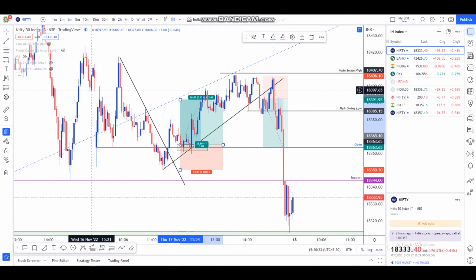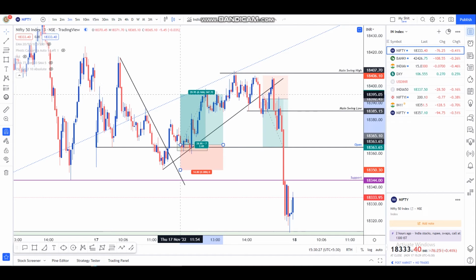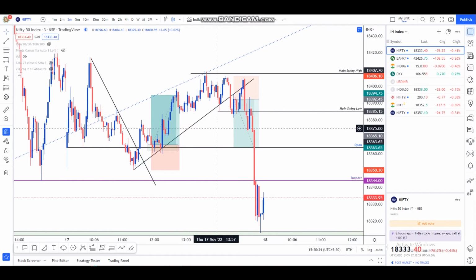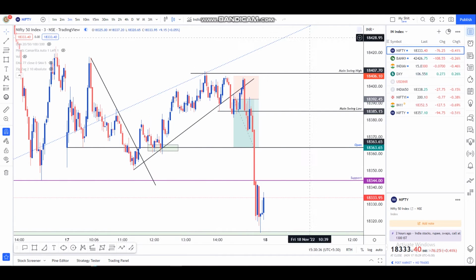So my target would be somewhere around 1:2 minimum. So around that would be my target as well, 1:2. So this would be another trade you could take. But I was busy. I didn't want to take this trade.